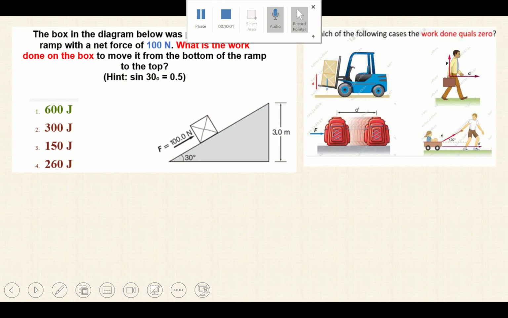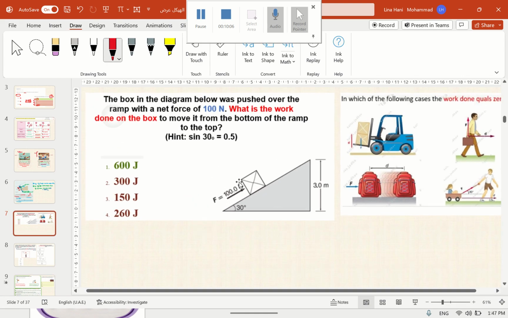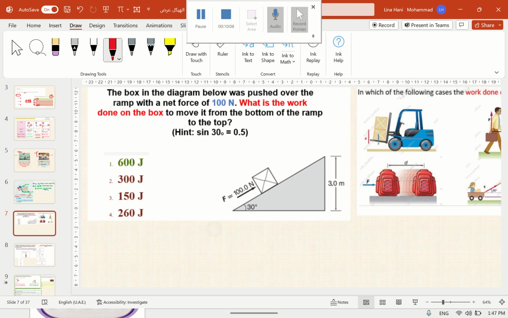All right, let's solve this question. In this question, it says the box in the diagram below was pushed over the ramp with a net force of 100 Newton. So given is the force applied on the box, 100 Newton. Question says what is the work done on the box to move it from the bottom of the ramp to the top? Now we can see that if I wanted to find the work done on this box by multiplying the force given, I find out that the distance is missing.